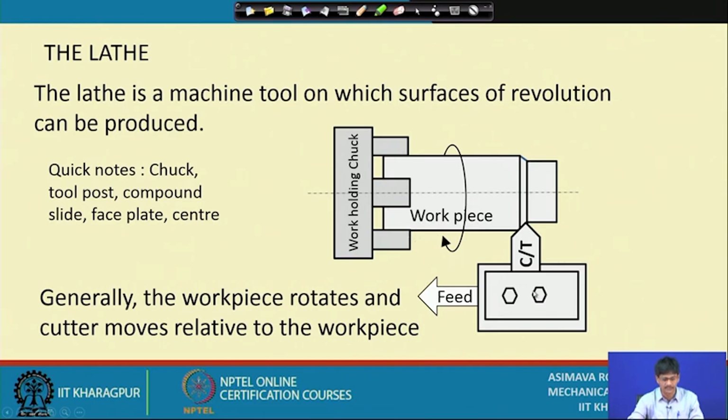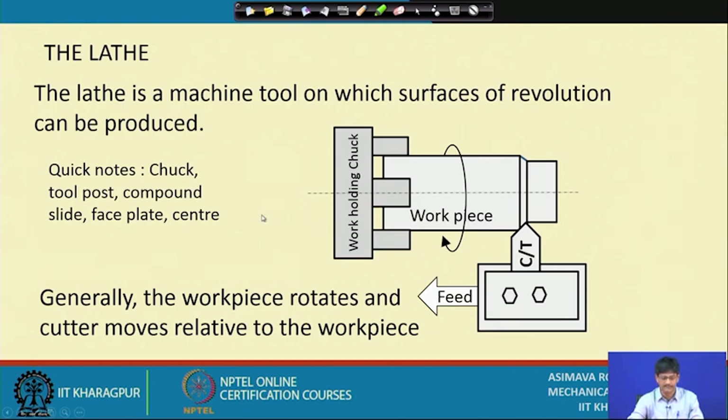The tool is held on the tool post, and relative motion is obtained from the machine tool. The machine tool should be able to provide some relative motions by which cutting will be possible. So, hold the tool securely and provide relative motion. This is the main function of the machine tool.